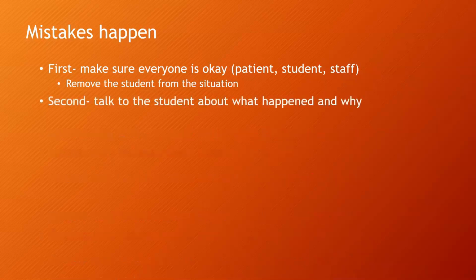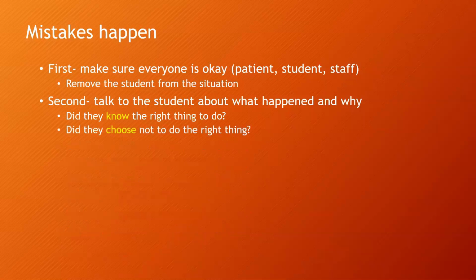Second, after things have settled down, you want to talk to the student about what happened and why. This conversation is really going to build the foundation for what we're going to talk about for the remainder of today: did they know the right thing to do? In this conversation, you're not yelling at them for what happened. You're just talking to them about what happened on a professional level. Did they know the right thing to do? And did they choose not to do the right thing? Those are two very critical things for you to understand. And often the student gets an aha moment here.